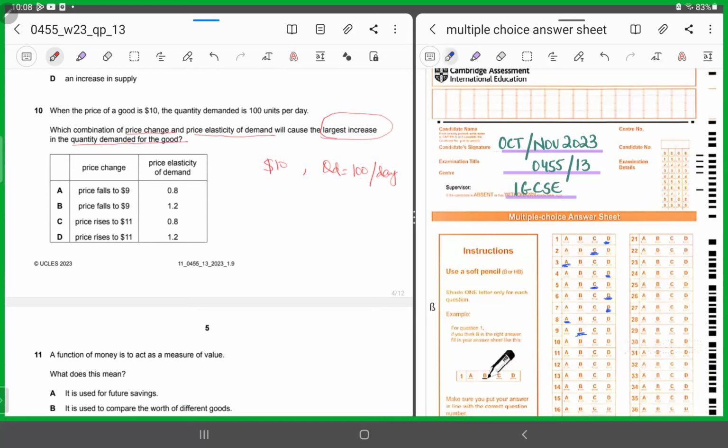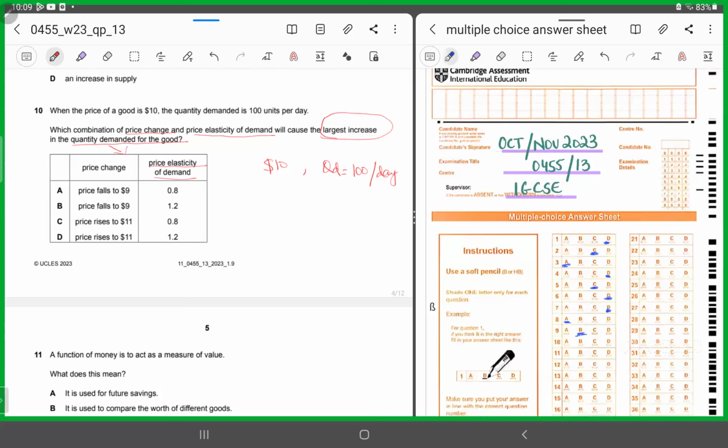Now they are saying what should be the price and what should be the change in the price elasticity of demand that should cause the largest increase in the quantity demanded for a good. Now, let's make things easy for you. Price elasticity of demand. What does it show? The responsiveness of quantity demanded to changes in price, right? It shows the degree to which the demand is responsive to changes in price. Now, what do you want? You want the largest increase in quantity demanded.